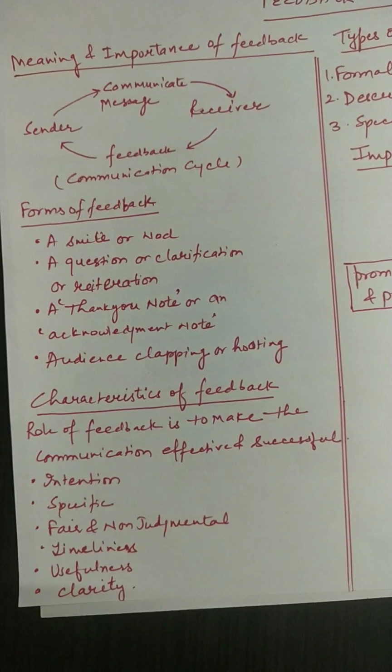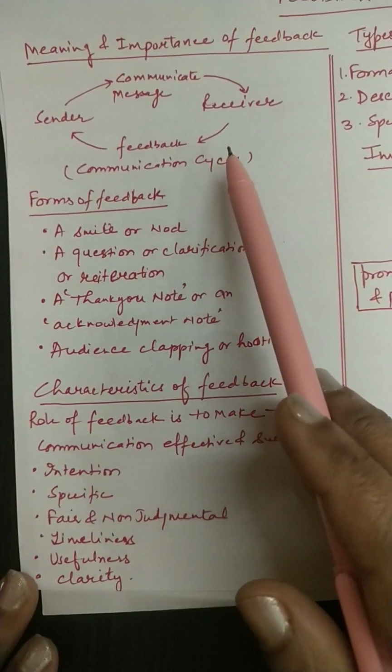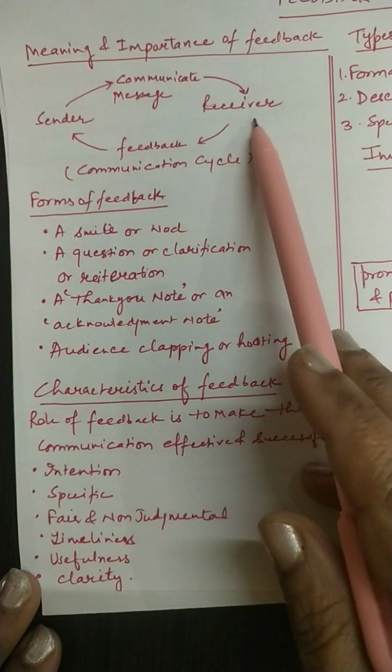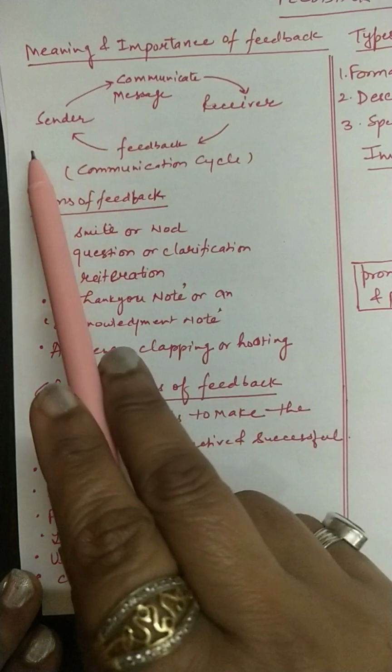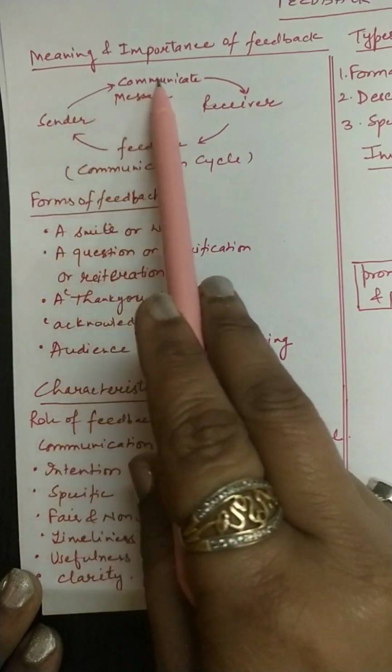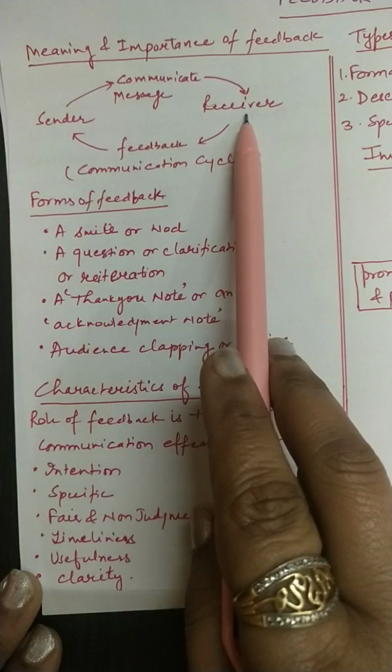Okay, children, so we have done with the types and methods of communication. Now let's start with the next topic of this unit, feedback in communication. When we talk about feedback in communication, we talk about the response of the receiver, or what he gets from the sender. When the sender communicates a message, the receiver accepts it, right?